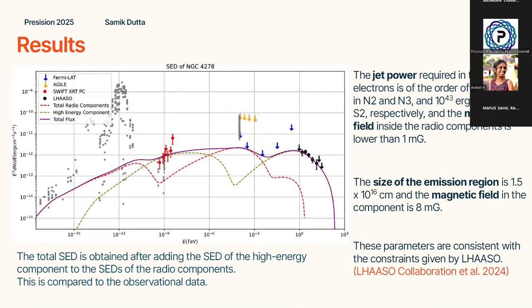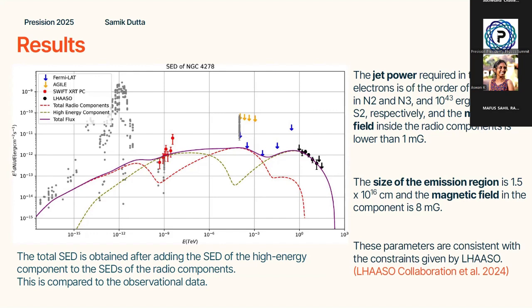And now when we add up all these 5 components, we can finally explain the observational data across the electromagnetic spectrum. And what we can see is that the size of this new emission region is around 10 to the power 16 centimeters. This is the radius. And the magnetic field in this component is around 8 milliGauss. And what we also found was that our parameters fit the constraints provided by LHAASO through their variability studies.